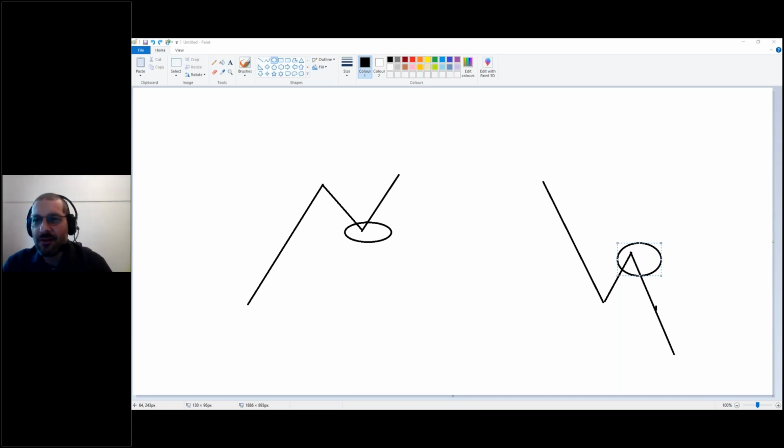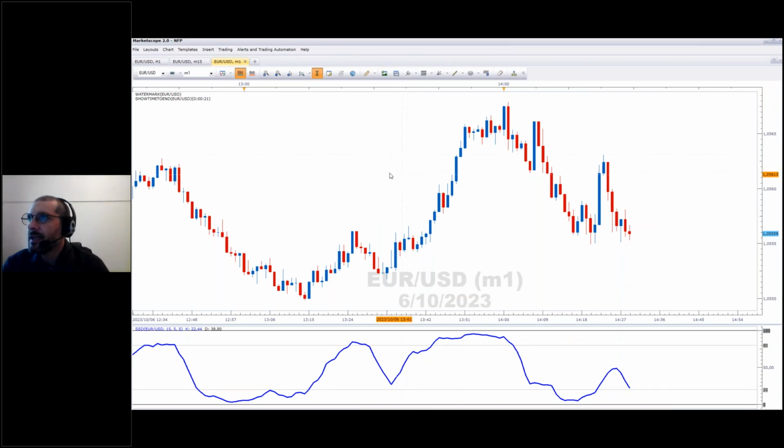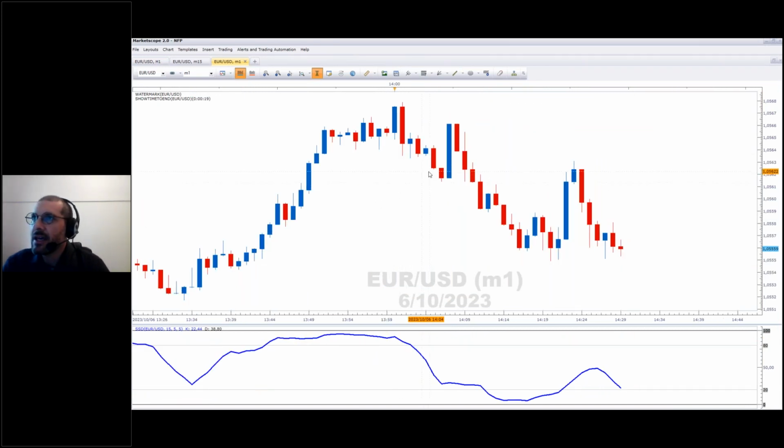Okay, we got another 13, 12, 11, 10 seconds here. Let's go through to our 1 minute chart here, and let's see what happens with the euro US dollar. Okay, it's pending. Let's see what happens here.